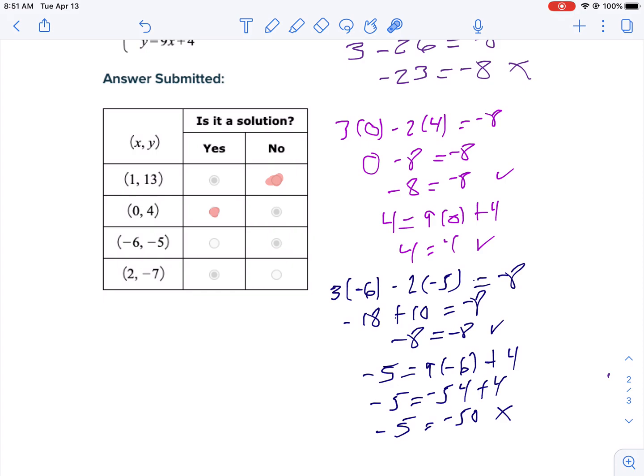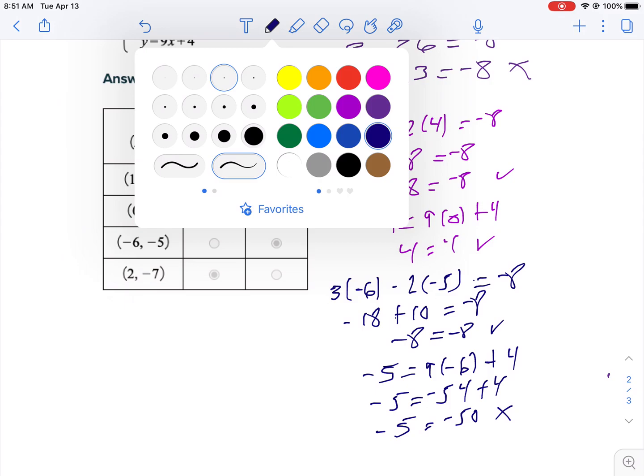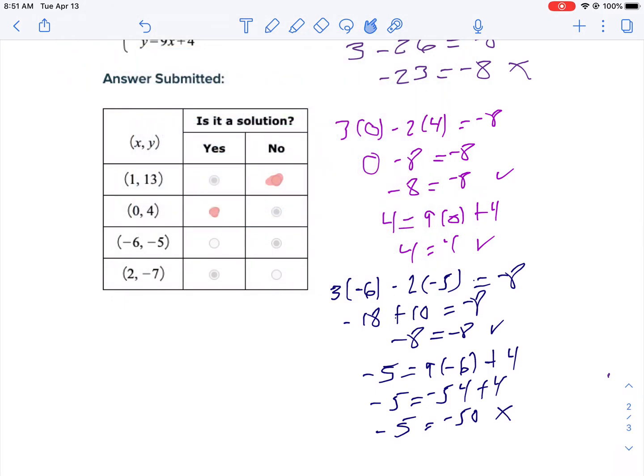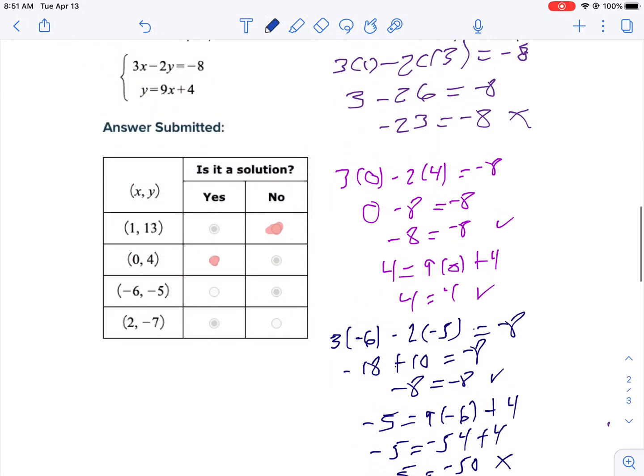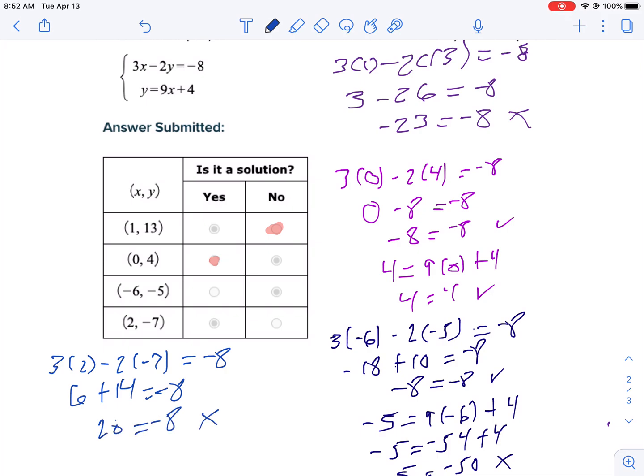Okay, let's check the third, or the last line here. So we're going to do 3 times 2 minus 2 times negative 7. Does that equal negative 8? Well, 3 times 2 is 6, and negative times a negative is a positive 14. 14 plus 6 is 20. That does not equal negative 8, does it? So that one should have been no.